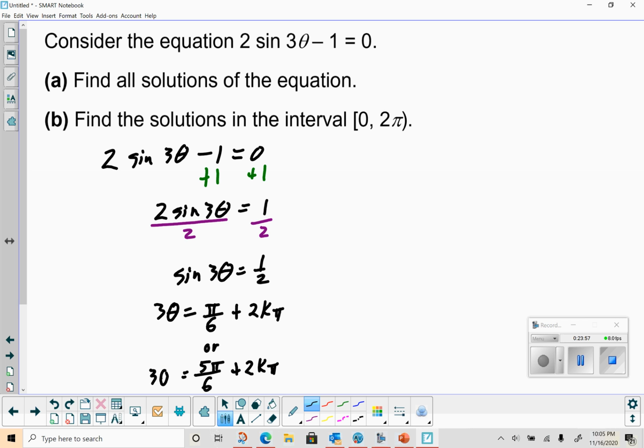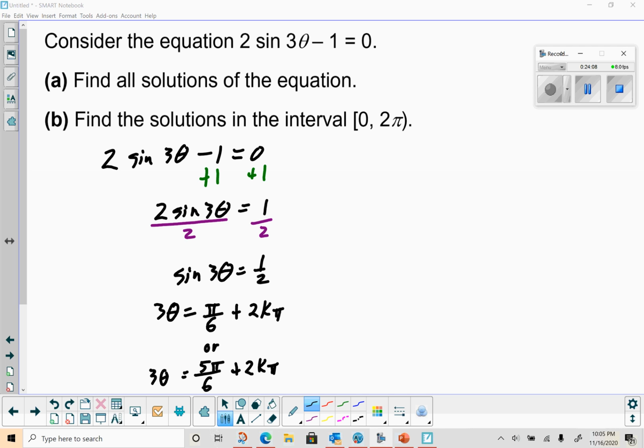And then we realize that this isn't theta. That's 3 theta. We're not trying to solve for 3 theta. We're trying to solve for theta. So what we need to do now is, okay, divide by 3. So now theta is equal to, okay, pi over 6 divided by 3. Dividing by 3 is the same thing as multiplying by 1/3. So 1 pi over 6 times 1 over 3 should give me pi over 18.